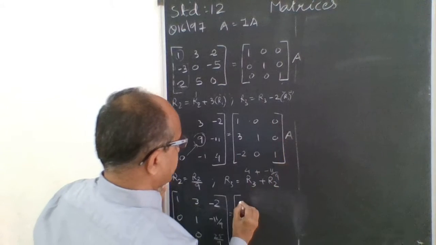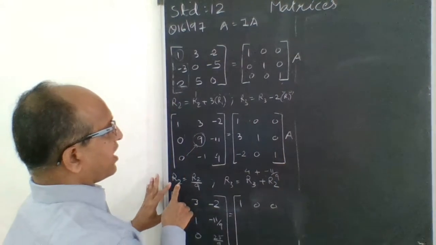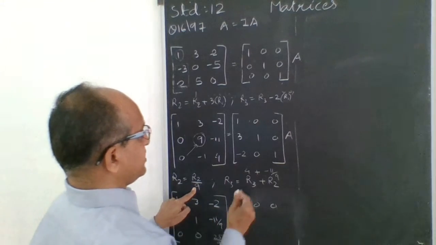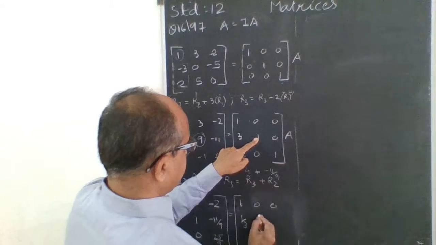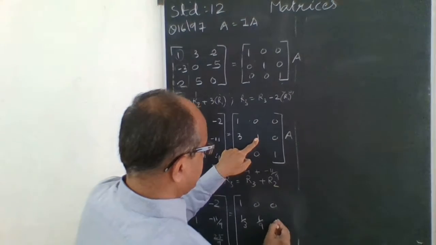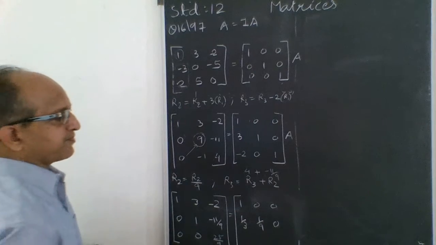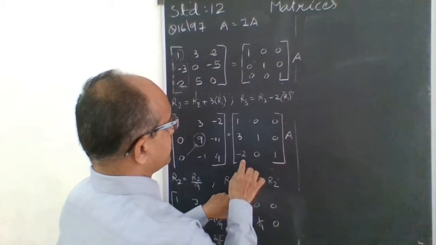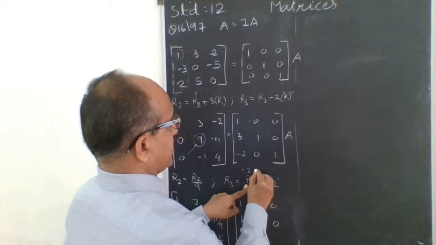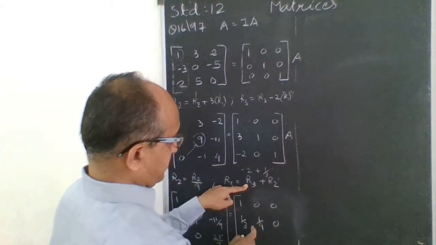First row will remain as it is, 1 0 0. Then R2 we will divide by 9. So 3 upon 9, 1 by 3, 1 upon 9 and 0. After that what we have to do? R3 is equal to -2 plus R2. R2, that is 1 by 3 here.